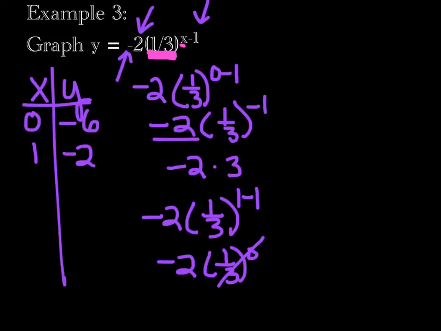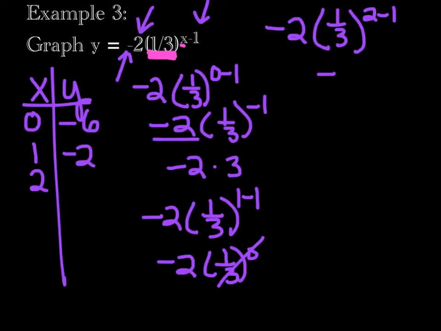If x was 2, we have -2 times 1/3 to the 2 minus 1. So 1/3 to the 1 power is 1/3. -2 times 1/3 is -2/3. We can see that it's growing, -6 to -2 to -2/3. The reason for that is because this is decay, but this negative reflects it. And so if I reflect a decay, it becomes a growth.